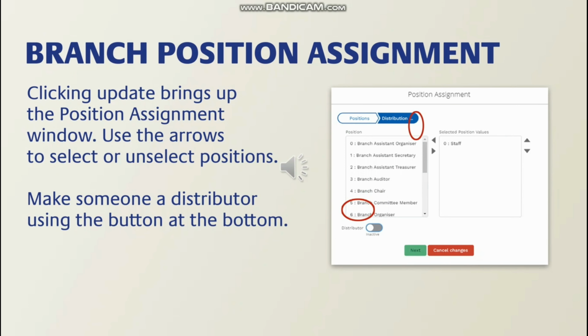When you click Update, it will call up the Position Assignment box. If you want to add a position, select it in the left box and then use the right arrow to move it into the right box. To remove a position, do the opposite. Select the position in the right-hand box and click the left arrow to remove it. The button below the left-hand box can be switched on to make the person a distributor. To save the changes, click Next.